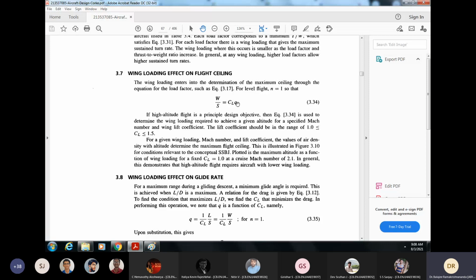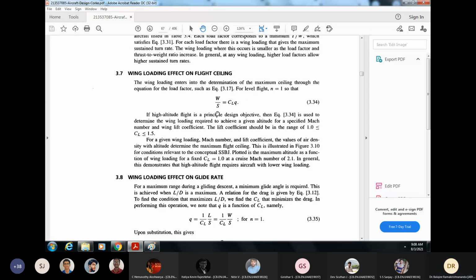Q has rho in the numerator. If rho decreases, you will have a height which is increasing. So from this expression, we can say that if wing loading is less than something, the selected one, then you can reach the ceiling. If wing loading is more than that, then rho has to be more than that, keeping other things constant. Okay? So it cannot reach the ceiling.